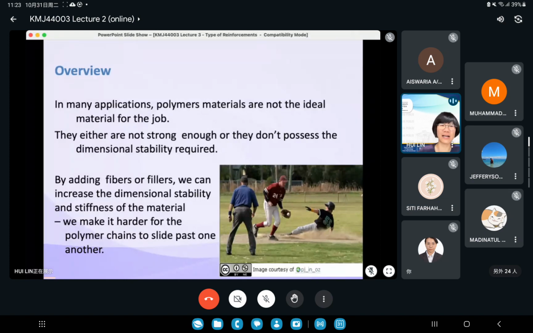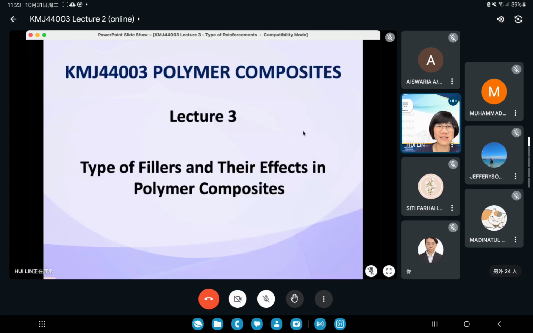So we learn that we can actually add different types. The title of this is about fillers. What are the types of fillers that we can add into the polymer matrix to form composites? Plenty of them, from natural to synthetic. It depends on how you justify why you want to add it.